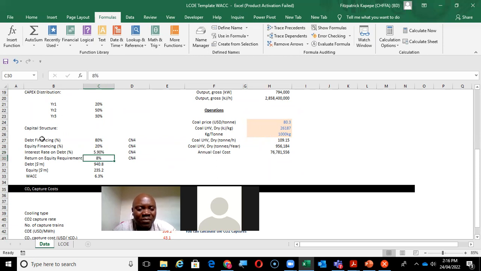Sorry, Fitzpatrick, just a question. It's just a general question that I want to understand. Why is financing a project split up like that between debt and equity? Why is it split up? Yeah.